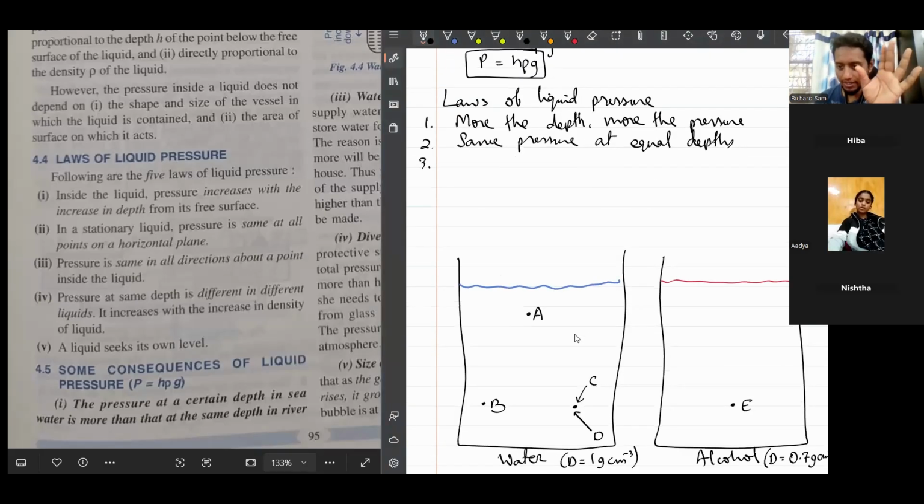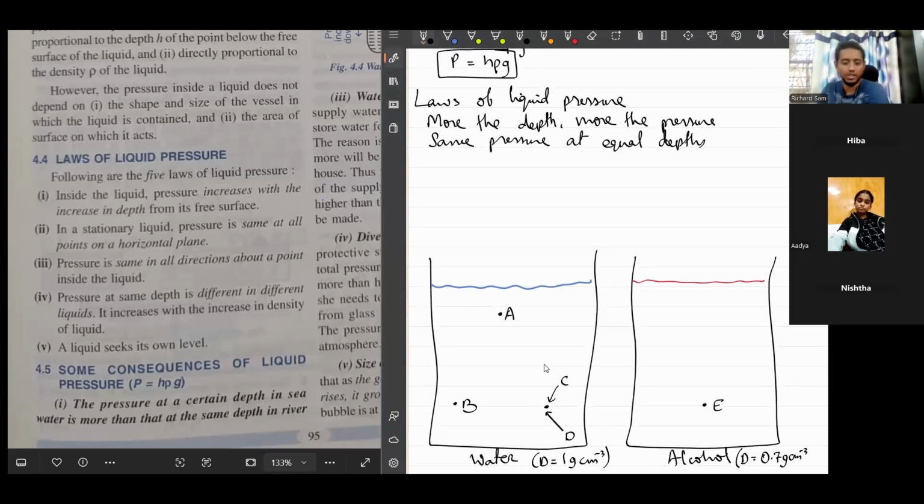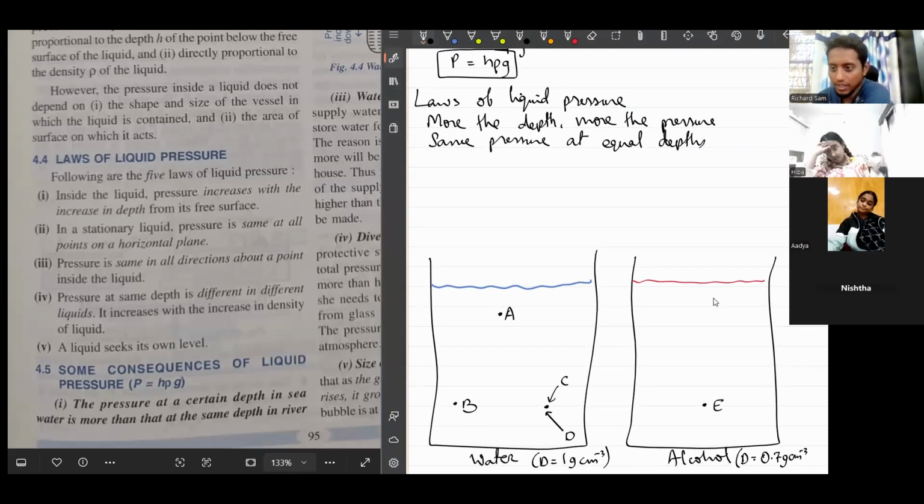I have a diagram over here. We have two containers. One container is filled with water, another container filled with alcohol. I've written the densities under it. The density of water is 1 gram per centimeter cube, and the density of alcohol is 0.7 grams per centimeter cube, which means water is more dense than alcohol.